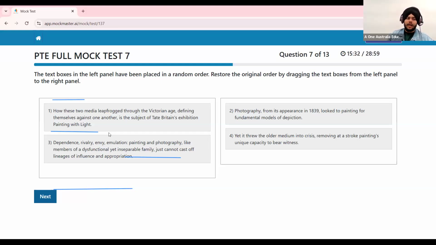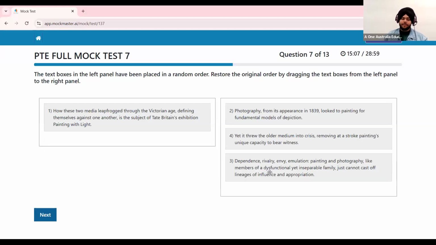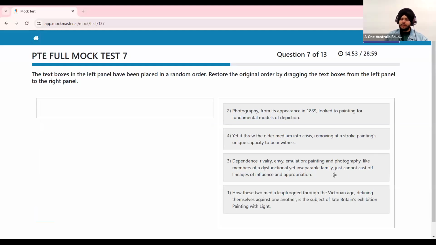Then now the thing is, I have to find where number one will come or where number three will come. Okay. So if I see this here, dependence, rivalry, envy, emulation, painting and photography, like members of a dysfunctional family, just cannot cast off lineages. So I believe this can be my independent sentence. Okay. But the thing is, I have to figure out where number one will go. See, it says how these two media leapfrogged. So if it says these two media, so these two media can be painting and photography, right?